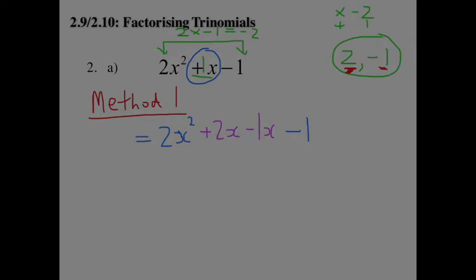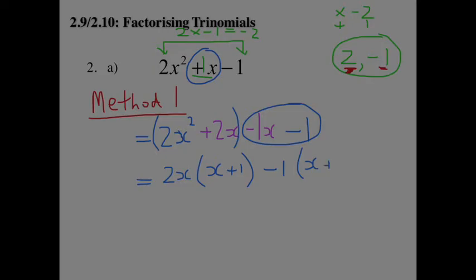Now that I've got that, I can actually look at the question and I can group in pairs. There's my first two terms. If I look at those, they have a common factor of 2x. So what's left? X plus 1. And if I look at my last two terms, they have a common factor of -1, which will leave me with x plus 1 left over.